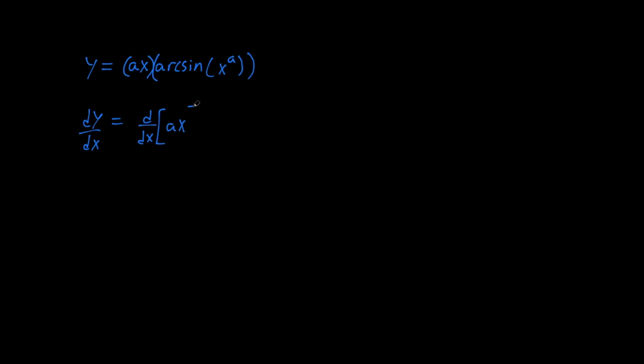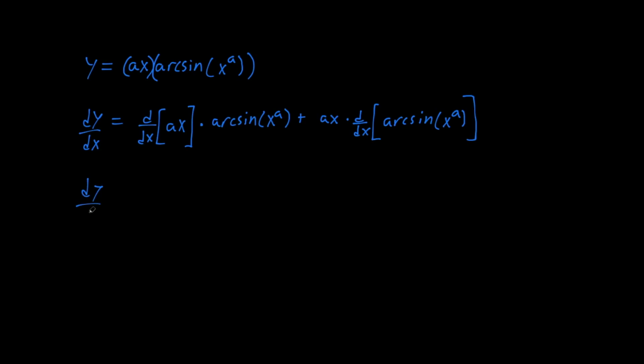ax using product rule times arcsine of x to the a, plus ax times the derivative of arcsine of x to the a. And we can go and compute those derivatives now.